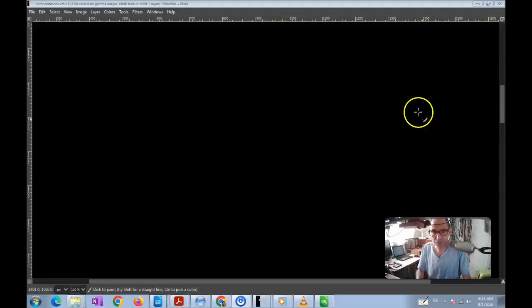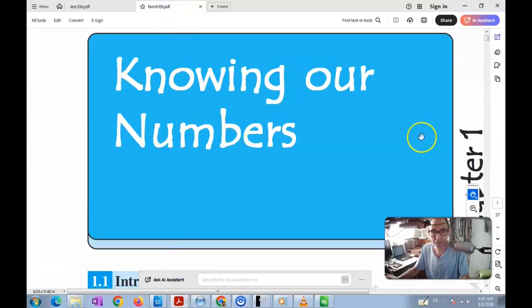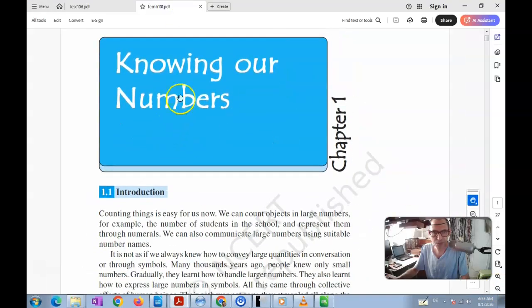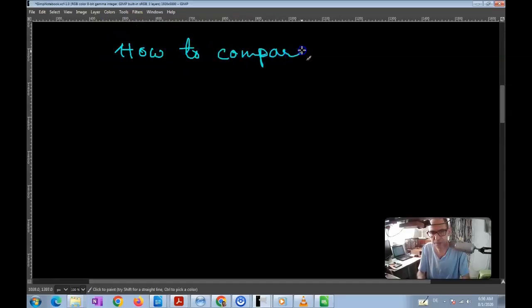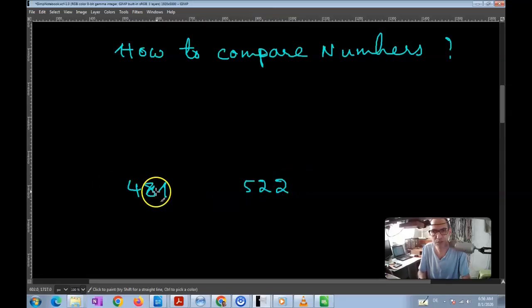Okay, so now let's get to comparing numbers. So how do you compare numbers? You want to know how to compare numbers, right? Comparing numbers would be like, for example, 481 and, for example, 522. Which one is greater, right?